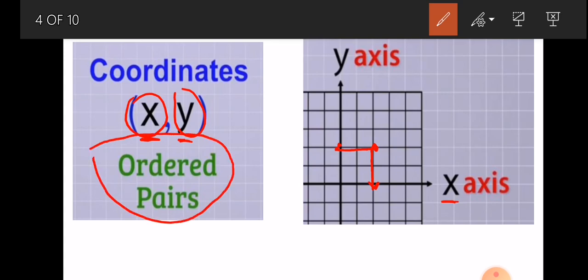Why do we call them ordered pairs? Because they are always in the same order: x-axis first, then the y-axis second. That's why we call it an ordered pair. So for each point in the coordinate plane, I have two coordinates. One on x, meaning it intersects with x at a number, and it also intersects with y. So how can I write this point? The number that intersects with x, I will write first, then the number that intersects with y, I will write second, and this pair of numbers, we call an ordered pair.